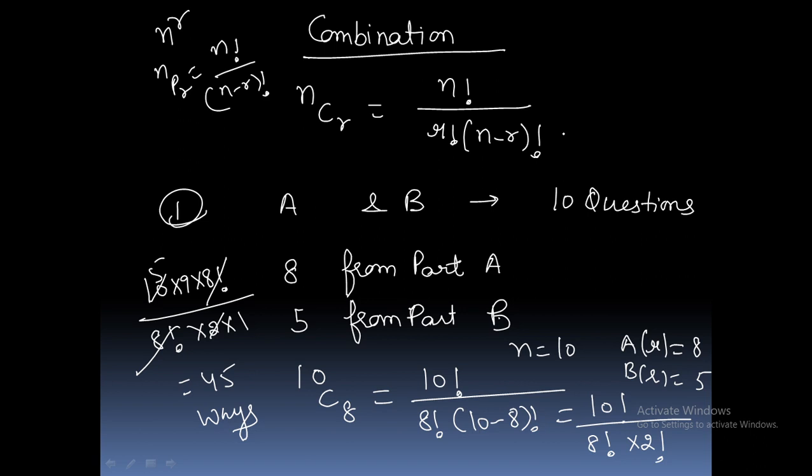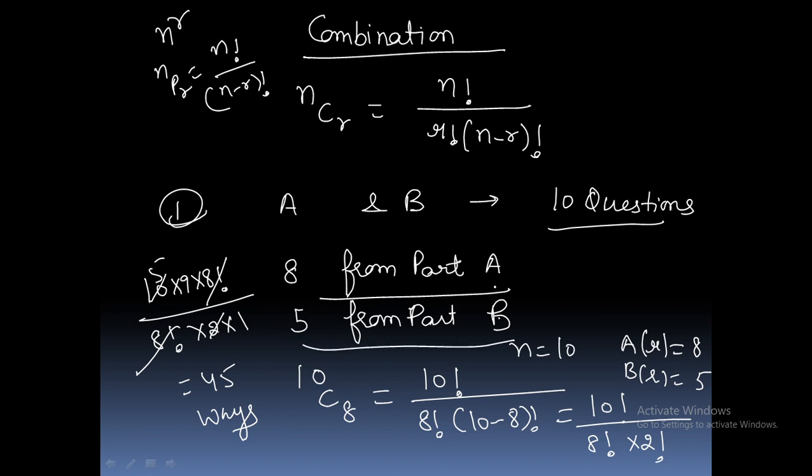For example, a question paper has two parts, A and B, and each part contains 10 questions. If a student has to choose 8 from part A and 5 from part B, in how many ways can he choose the questions? Now total questions are 10 in A and B. We have to choose 8 questions from part A and 5 questions from part B.